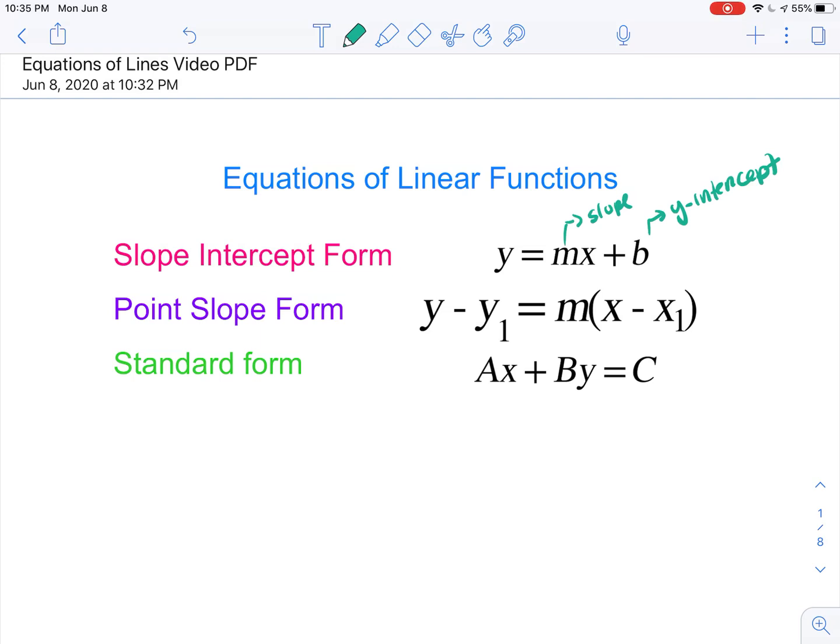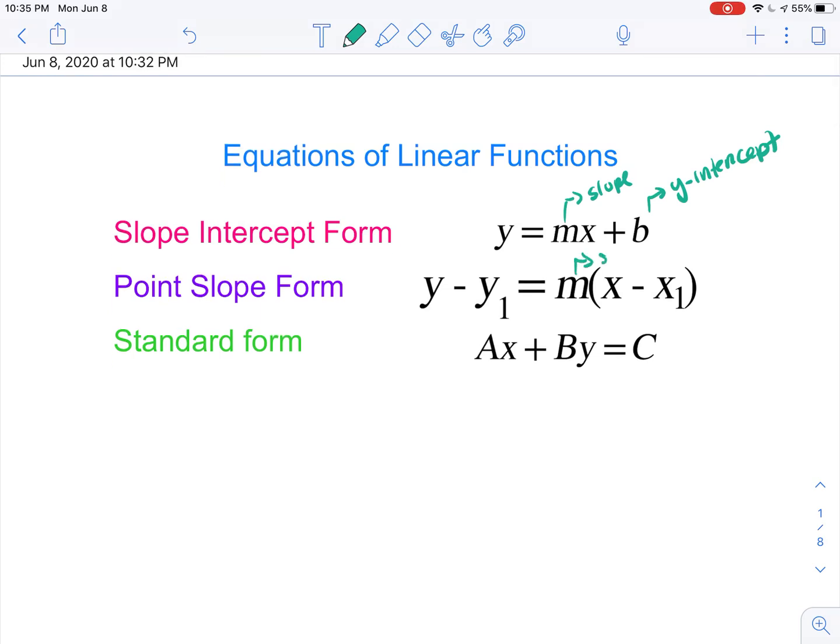Point slope form is the second one, y minus y1 equal to m times x minus x1. In this particular example, the m is still our slope, but that x1 comma y1 is a point on the given line. So if you are given any point and any slope, you can plug the values into this, leave this first y and this first x alone, and solve, and you can actually get the slope-intercept form of the line.